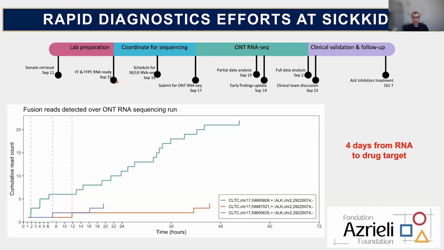And strikingly, within 4 days of having received the RNA, we were able to find clear evidence for a very cryptic but important CLTC ALK fusion. And within 2 days after that, the patient was put on a clinical trial involving an ALK inhibitor and has really responded. And the net benefit, of course, will be seen in the long run, but for now has meant that they can avoid a heart transplant entirely. And we think we could have gotten this result a lot faster.